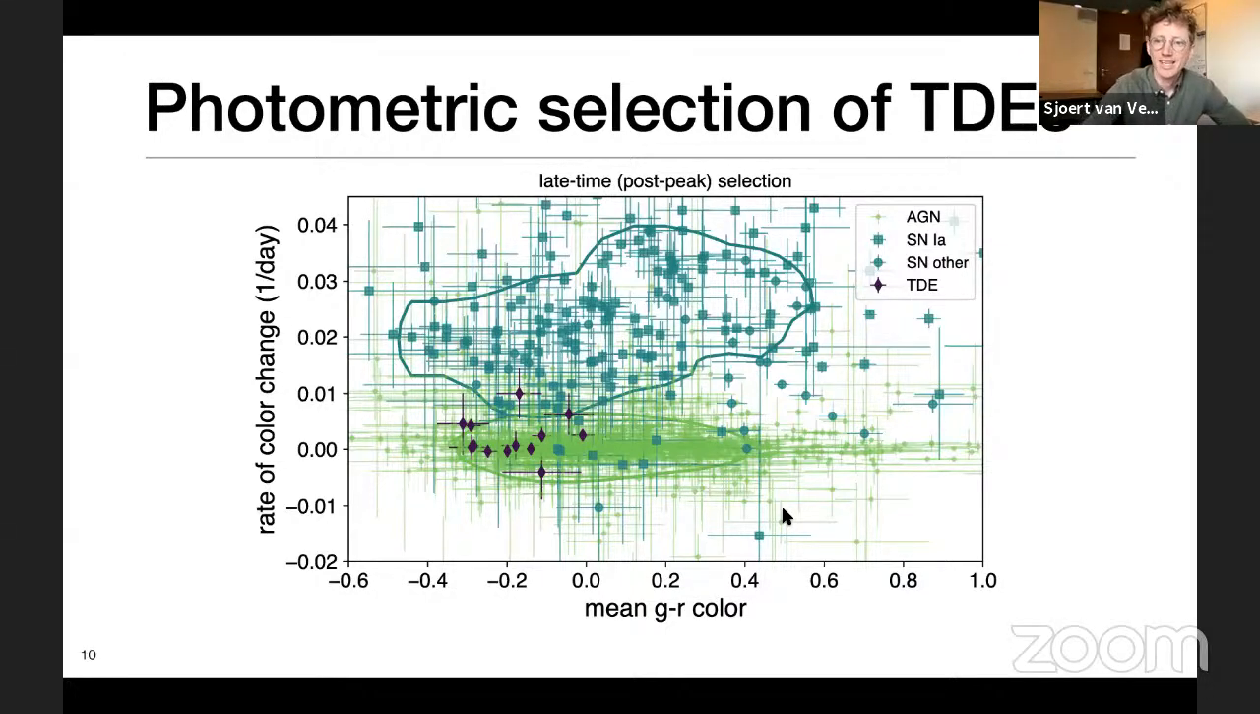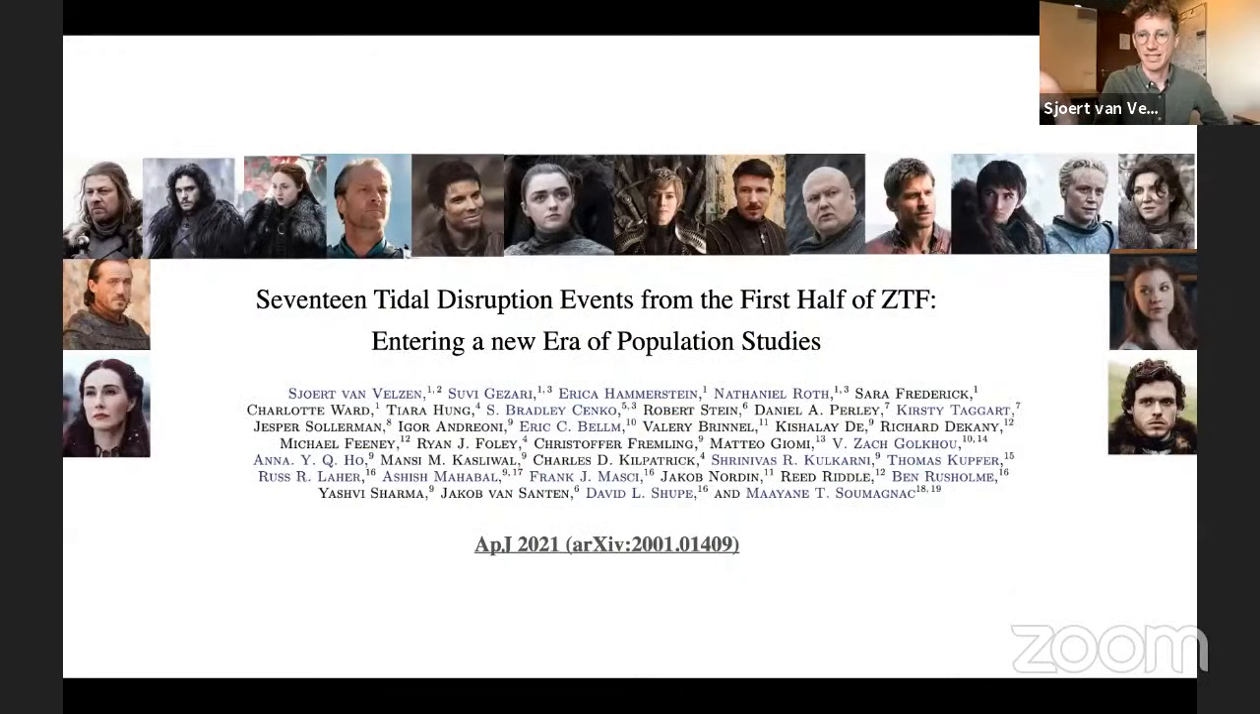And fortunately, tidal disruption events have a constant color. And you can see them here as the purple points, purple diamonds. And then supernova, because there are explosions, their color increases with time, they're cooling. So they're all up here. So then the trick is to make this selection, take spectra and UV follow-up observations of as many sources as you can. And then we arrive at 17 tidal disruption events that we found in ZTF.